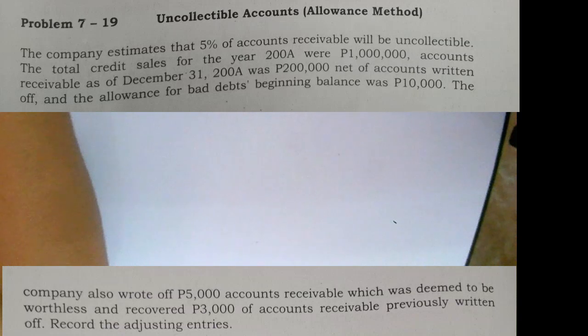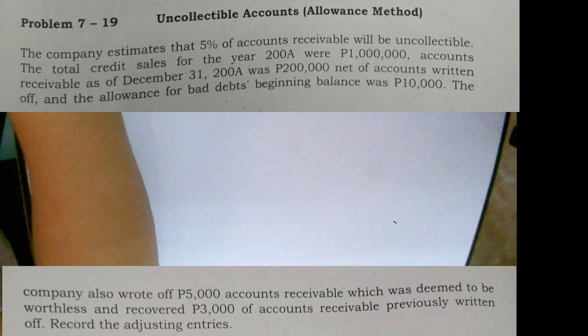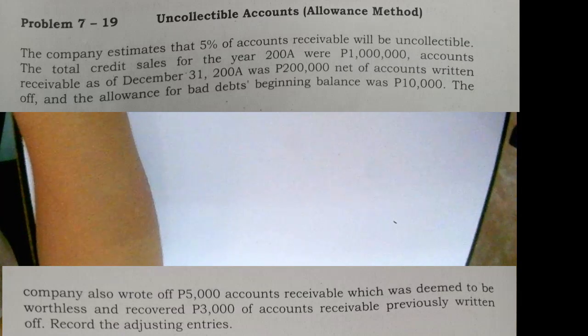So, yung adjusting entry lang naman natin dito is yung pag-provide natin ng allowance for doubtful accounts. Pero, kailangan ko siya step by step i-explain para mas maintindihan nyo. So, since ang nandito is given naman na ating account receivable, pero meron tayo dito sa baba, the company also wrote off 5,000 account receivable which was deemed to be worthless. So, kailangan nyo malaman ano yung entry para sa pag-write off ng accounts receivable under allowance method.